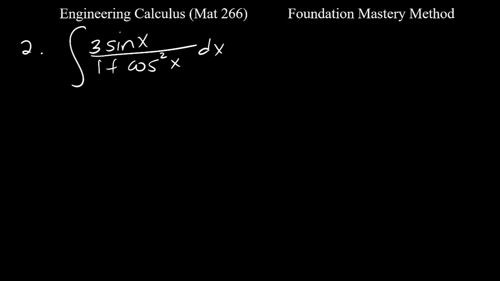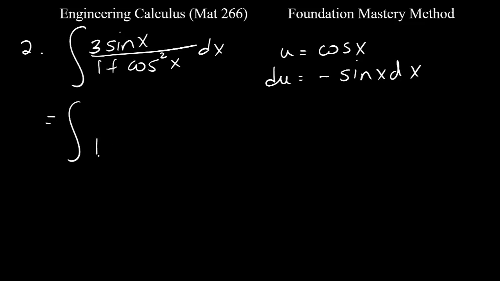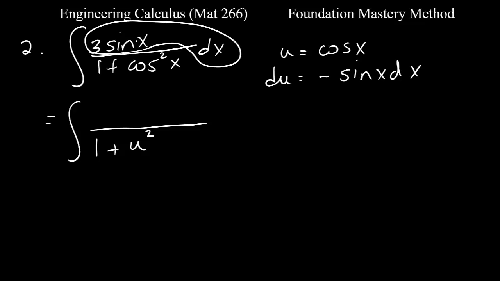In the second example, we have a quotient involving two trigonometric functions, which will actually turn into a problem involving inverse trig functions. So first we make a u substitution, letting u equal cosine of x. Then du equals minus sine of x dx. So if we go over here and make our substitution, we will have 1 plus u squared in the denominator, and then what's remaining is 3 sine x dx. Well, the sine x dx we can replace with negative du.